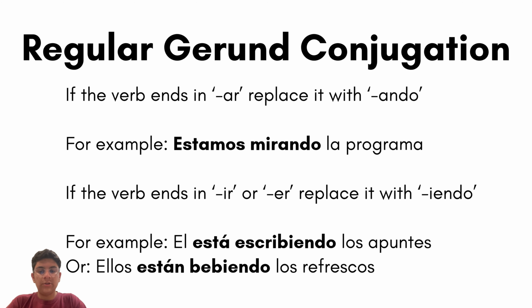Now let's get to the gerund conjugation. So, if the verb ends in AR, replace the AR with ando. For example, estamos mirando la programa. We are watching the program.